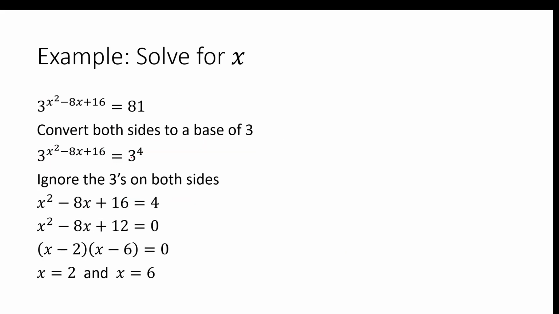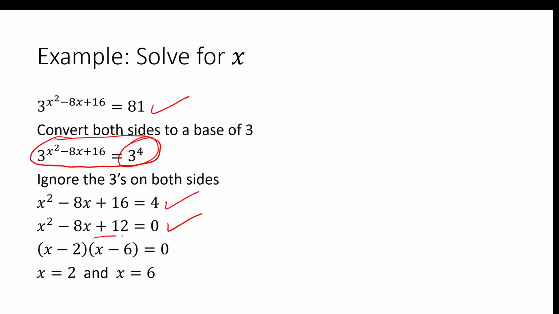Now, this next question here, we have 3 to the x squared minus 8x plus 16 equals 81. Well, 81 is the same as 3 to the exponent 4. So now we have each side as a power with a base of 3. We can set the exponents equal to each other. x squared minus 8x plus 16 equals 4. Subtracting 4 from both sides, we get x squared minus 8x plus 12 equals 0.